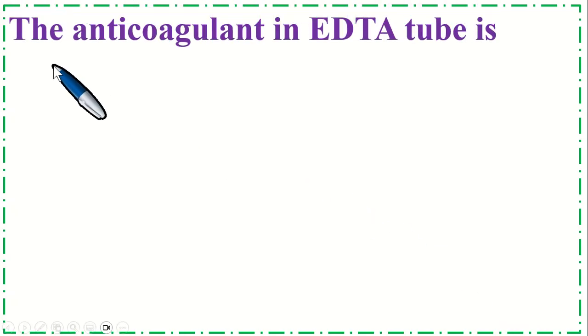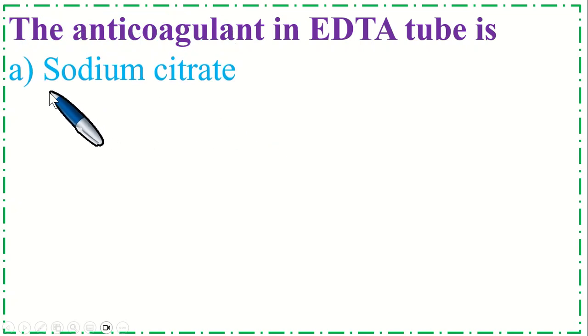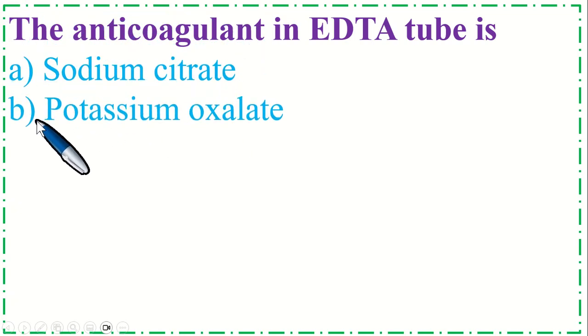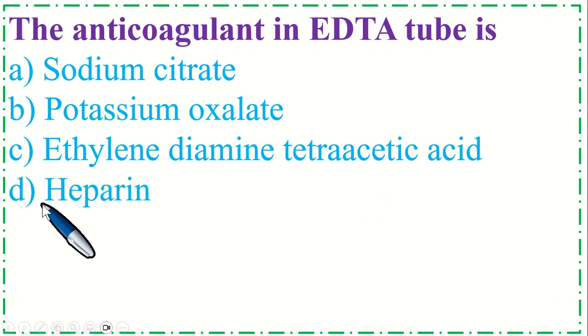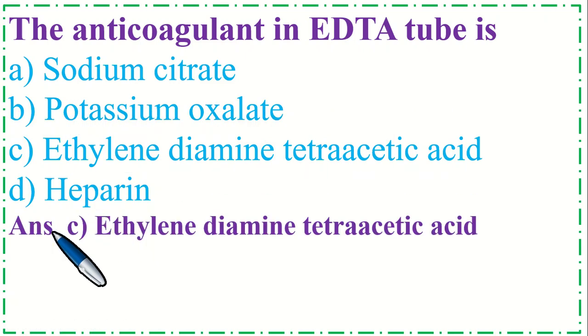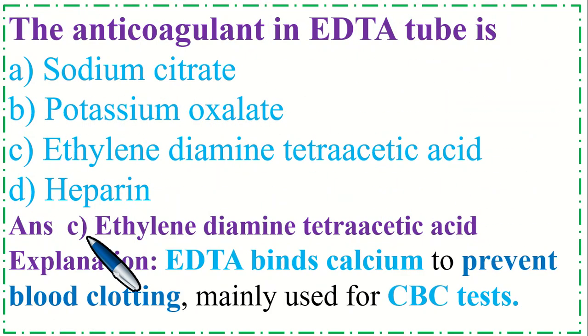This is so important MCQs. The anticoagulant in EDTA tube is option A sodium citrate, B potassium oxalate, C ethylene diamine tetraacetic acid, and option D heparin. So the correct option is C ethylene diamine tetraacetic acid. EDTA binds calcium to prevent blood clotting, mainly used for CBC tests.